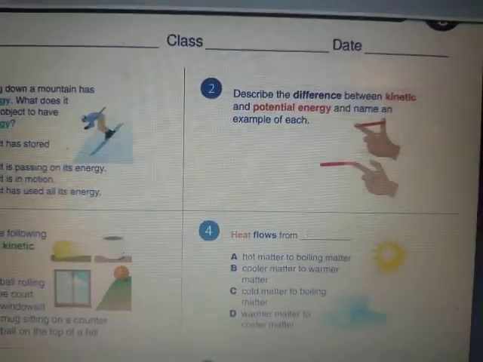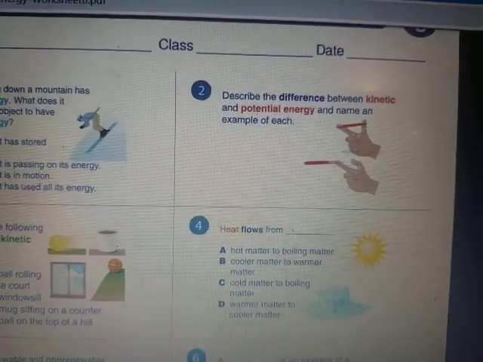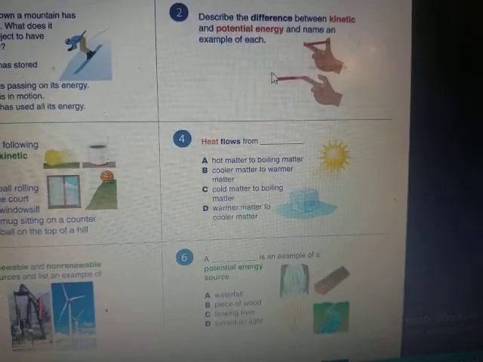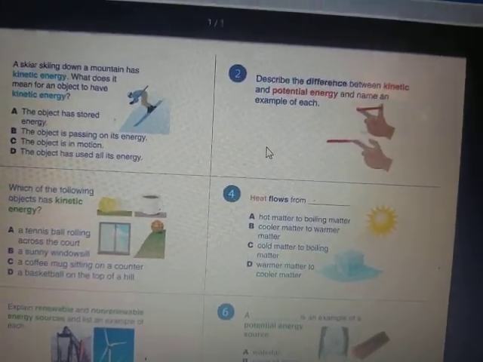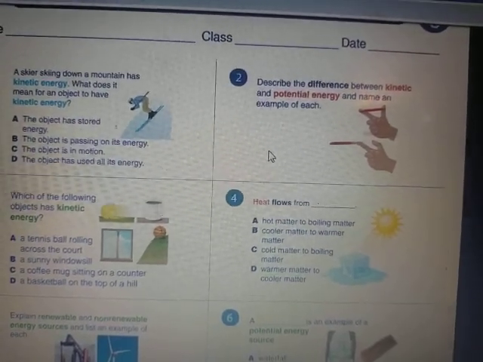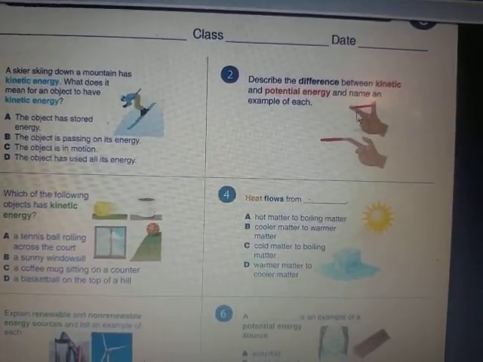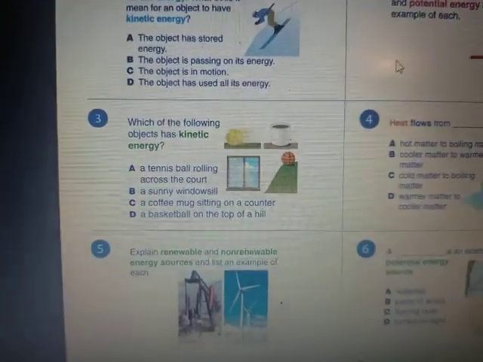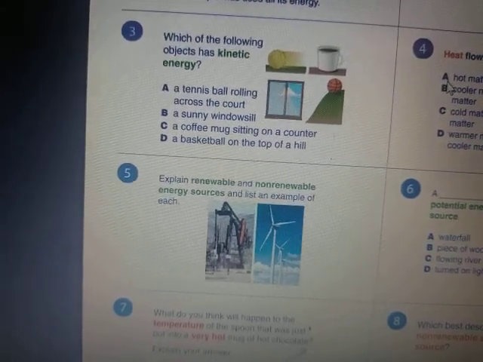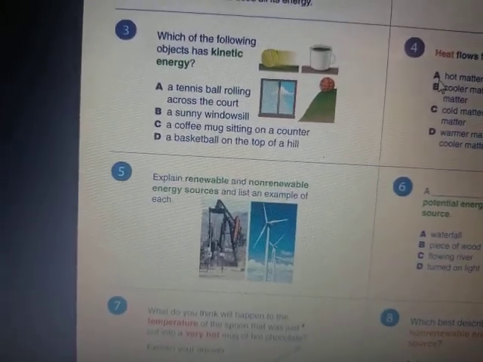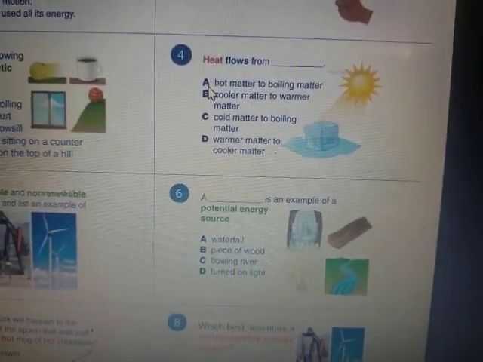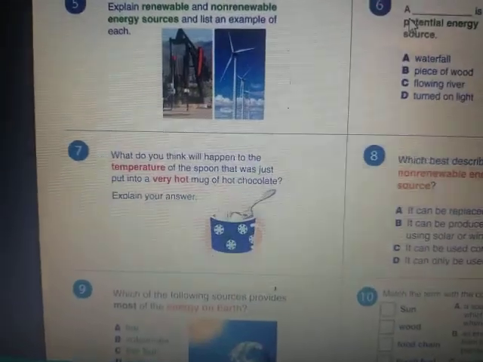Number 2 says, describe the difference between kinetic and potential energy and name an example of each. So in this little box, you're going to have to write tiny. Tell me what's the difference between kinetic energy and potential energy, and then tell me an example of kinetic energy and an example of potential energy. Number 3, which of the following objects has kinetic energy? And tell me which of those is kinetic energy.